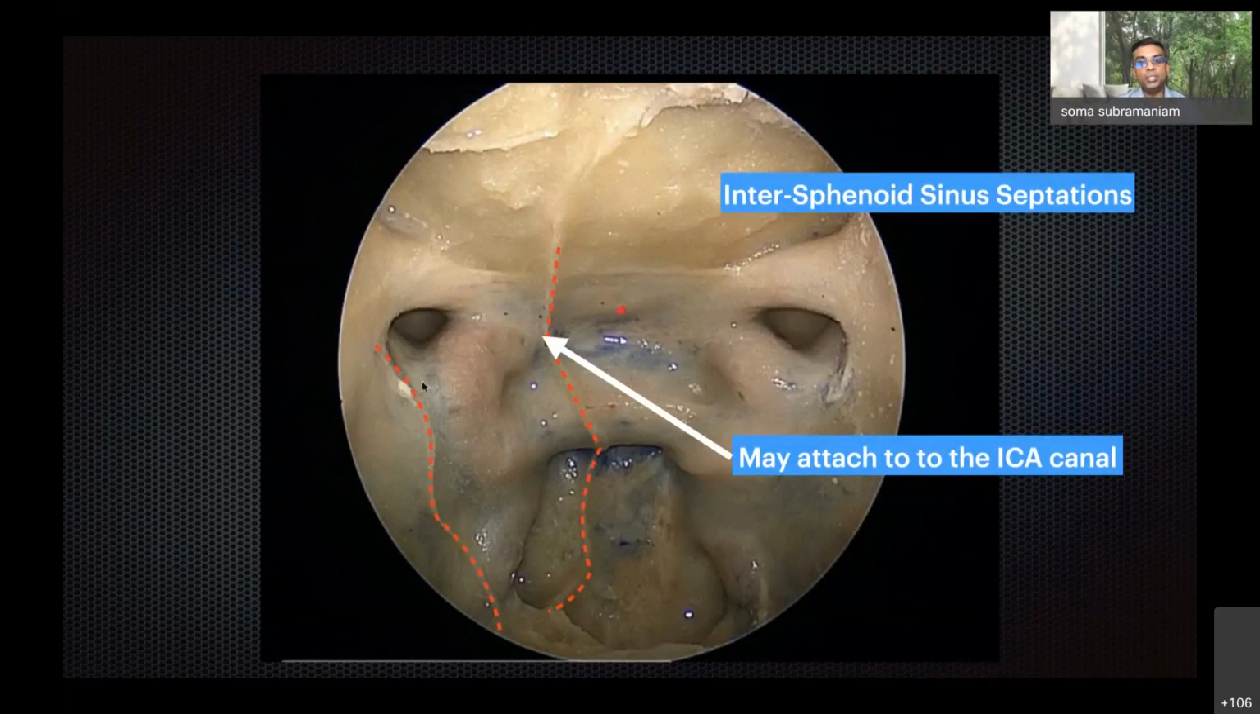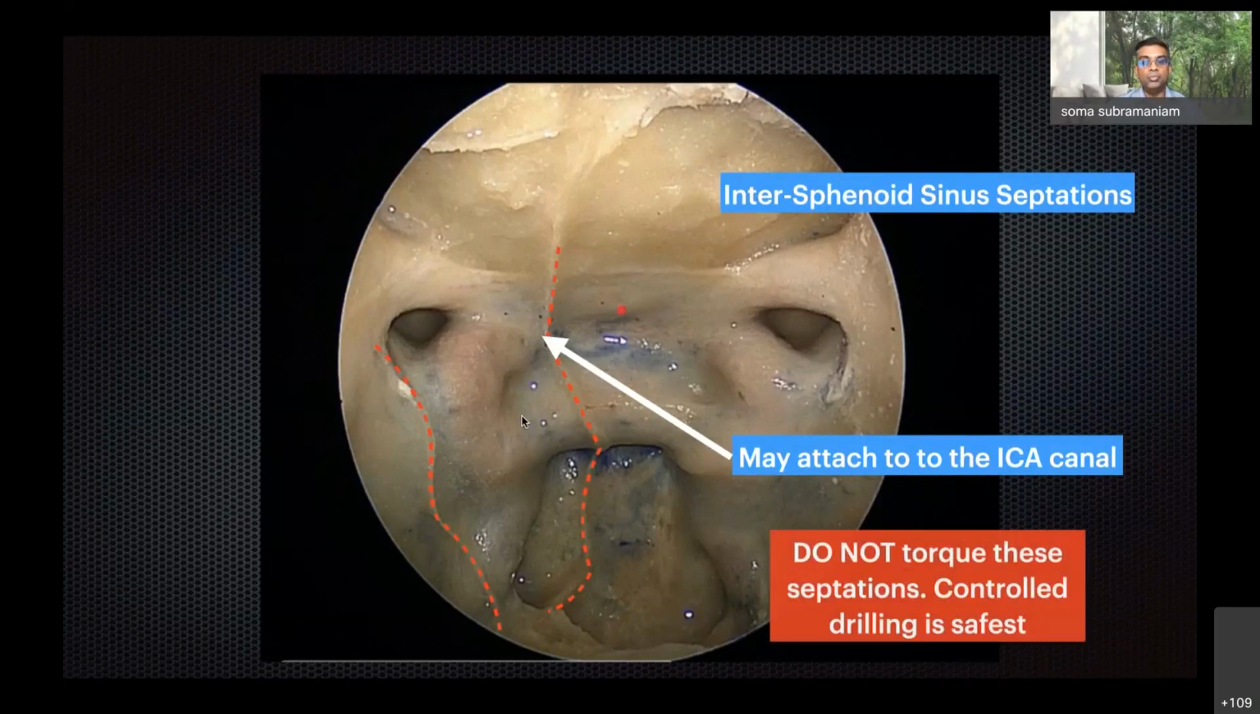You can see on this one, the medial intersphenoid septation is attached to the supraclinoid segment of the carotid artery. And this is actually the most common segment of the carotid artery that is injured during transsellar approaches or transplanum approaches, and sometimes even during sphenoid sinus surgery. All right, so be aware of this attachment and stay away from it.